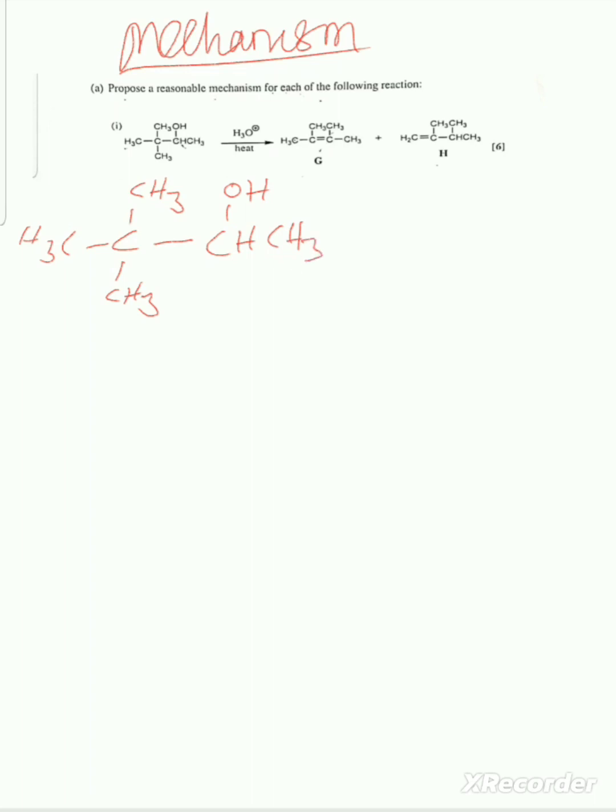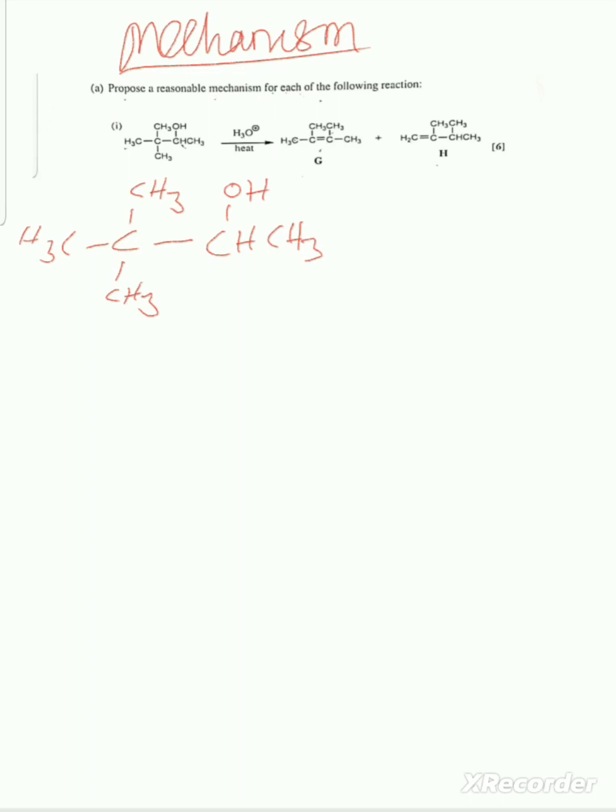So the first thing that you are supposed to do when you are given such a question is to protonate the hydroxide. You see that this is an E1 reaction. When an acid is present like this, you will see that it is an elimination, which is an E1 reaction. Now how is it going to be an E1 reaction? Let's go through this mechanism together.